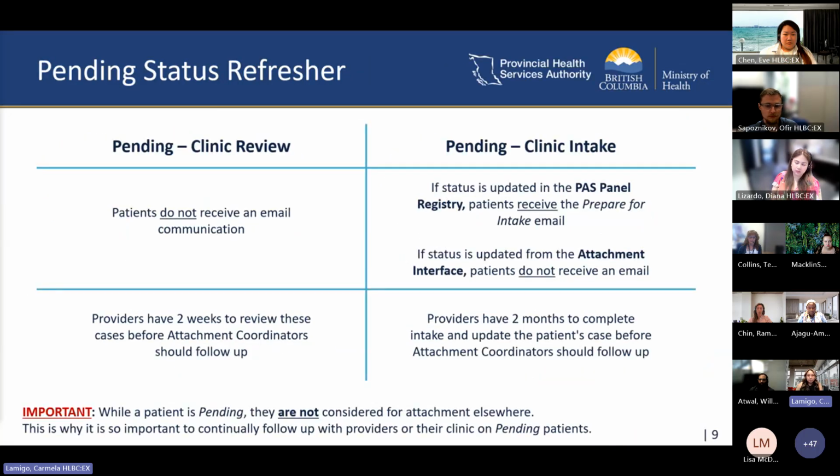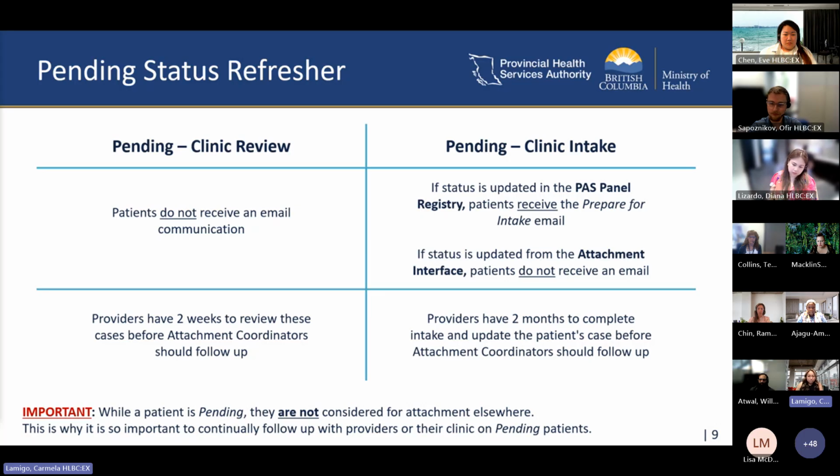This takes us to the pending status refresher. The first section I would like to review is at which point patients receive an email about their potential match. When a patient is sent to a provider with the status of pending clinic review, the patient does not receive a notification. However, once a patient is moved by the provider or their clinic staff to pending clinic intake, the system automatically sends the prepare for intake email to the patient's case contact email address. Note that if this status change is made within the attachment interface, no email is sent.